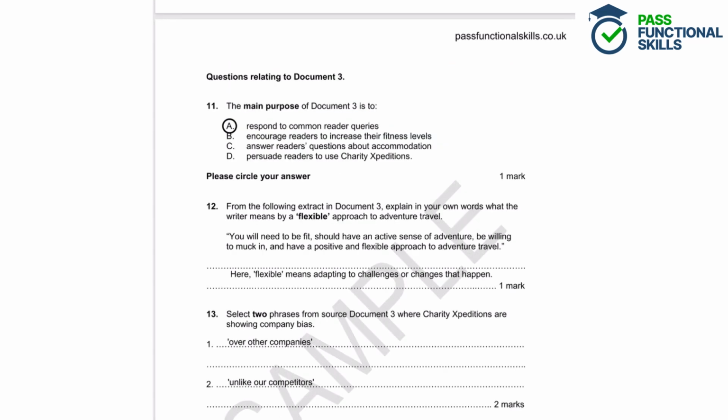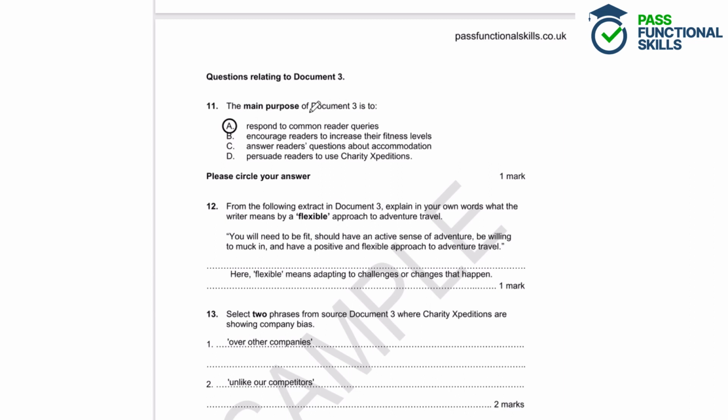Question 11. The main purpose of document 3 is to A. Respond to common reader queries, B. Encourage readers to increase their fitness levels, C. Answer readers' questions about accommodation, or D. Persuade readers to use charity expeditions.